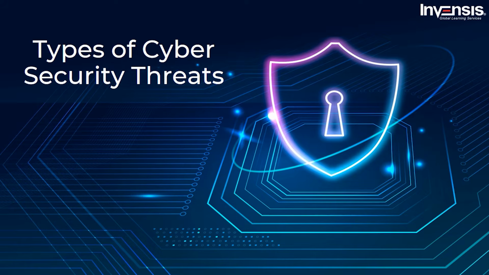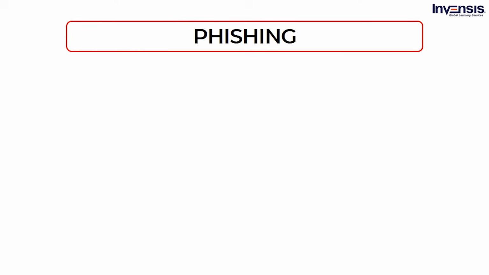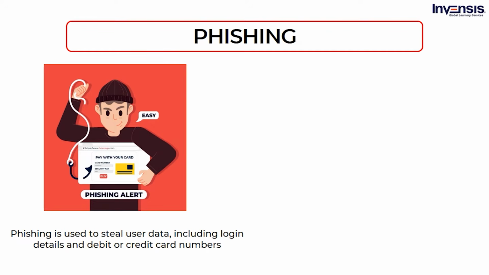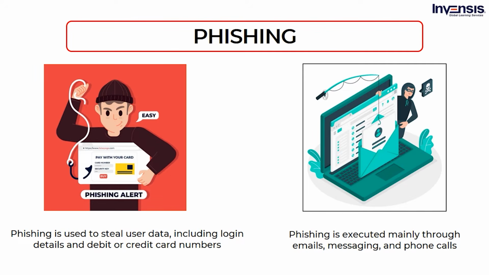Let us now look in detail at the types of cybersecurity threats. The first type of cyber attack is called phishing. Phishing is one of the most used types of cyber attacks. The attackers, by this method, try to get access to personal information like login credentials, debit or credit card details by pretending themselves as concerned competent authorities. Phishing is executed mainly through emails, messaging, and phone calls.